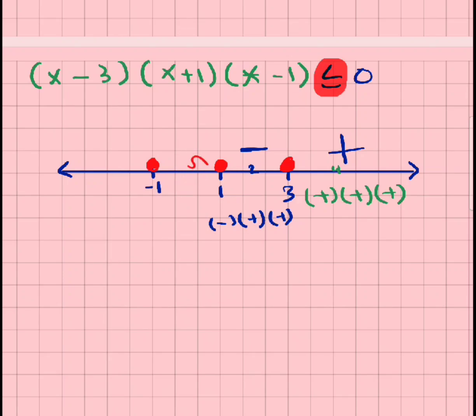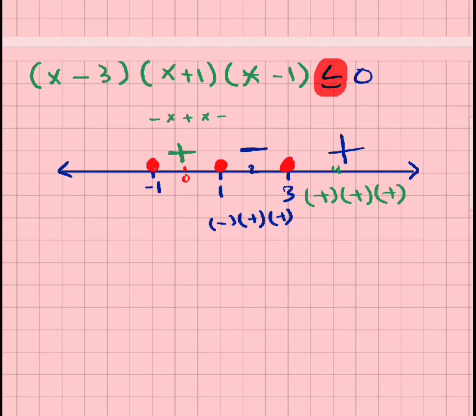And the signs will alternate because the multiplicities of each 0 is 1. So the next one should be positive. So let's pick a number between negative 1 and 1. Let's try 0. 0 minus 3 is negative. 0 plus 1 is positive. 0 minus 1 is negative. 2 negative numbers will make a positive result.